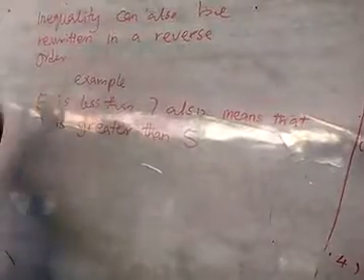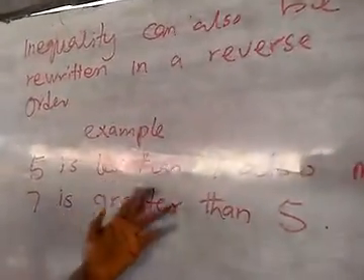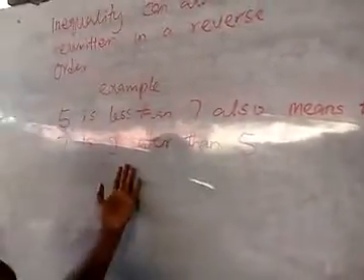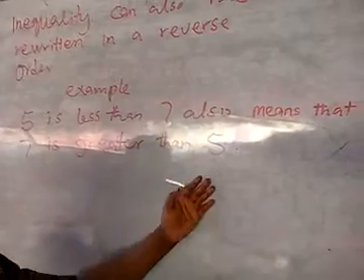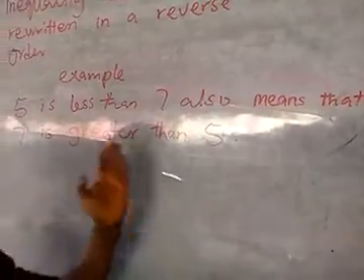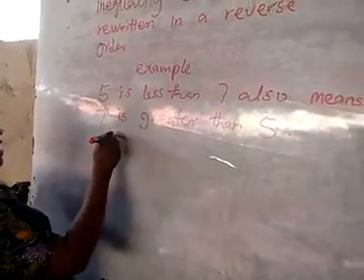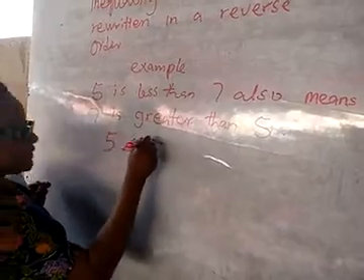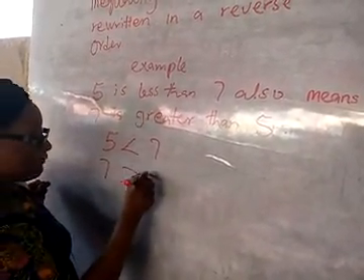So, inequality can also be written in a reversed order. Example, 5 is less than 7 also means that 7 is greater than 5. You can also rewrite it in this form: 7 is greater than 5. If 5 is less than 7, that means 7 is greater than 5. This means that 5 is less than 7, and also 7 is greater than 5.